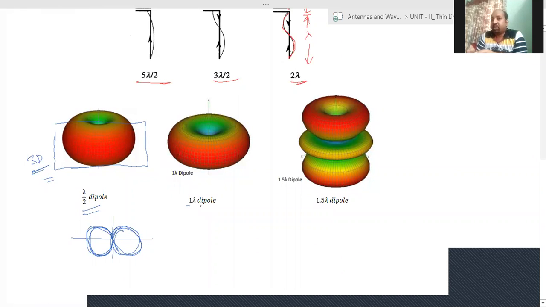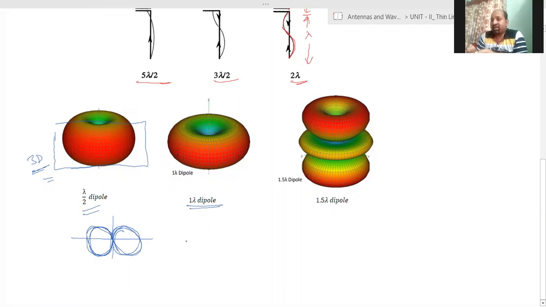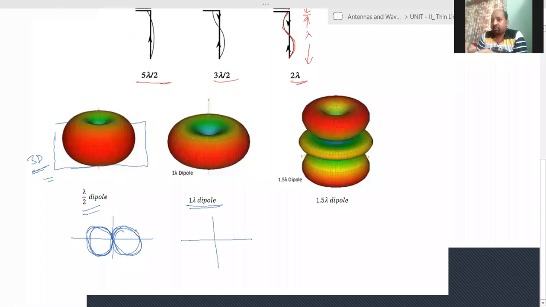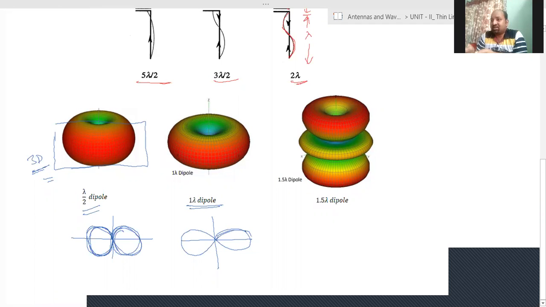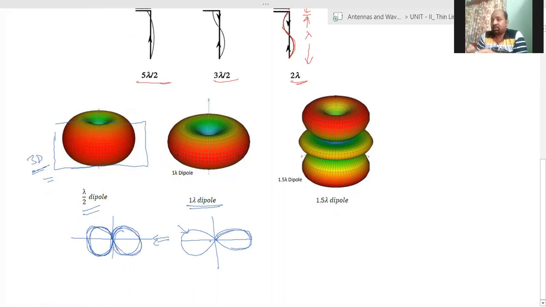But similarly, for a one wavelength dipole, the radiation pattern shape is the same, but the only thing you can observe here is that the beams are a little bit narrow compared with this one. That means the beam area is less compared with the half wave dipole.